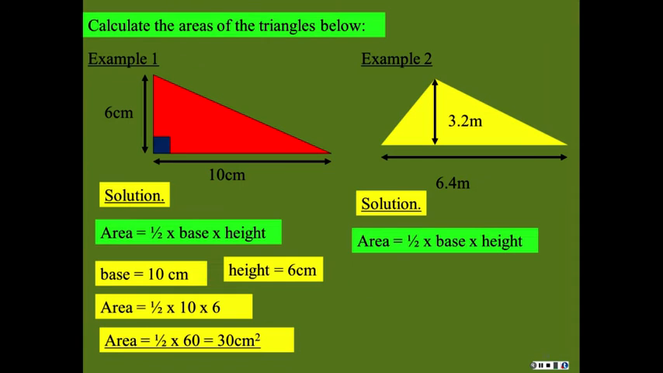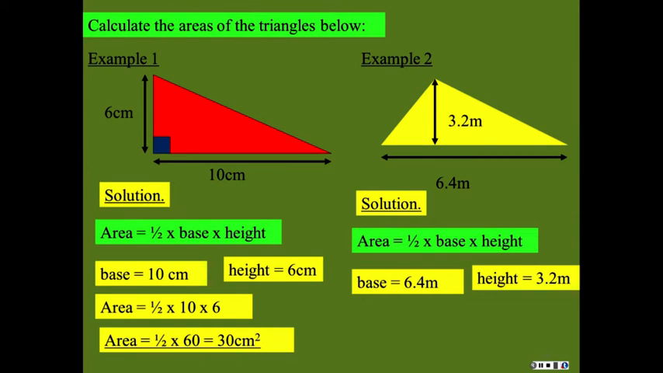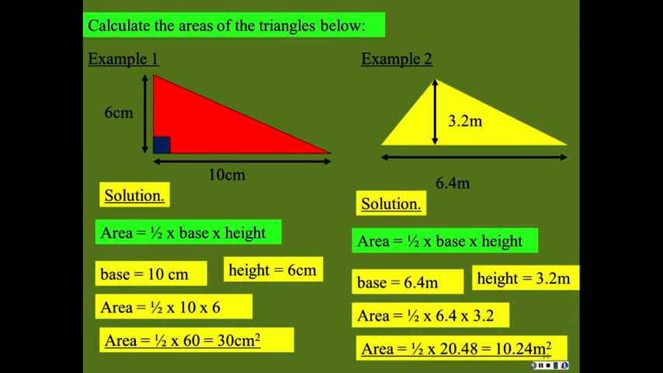10.4 what, Mary? Meters squared. 10.2, and I went ahead and put the 4 in. 10.24 meters squared. Okay? So you want to look for the height of that triangle. Not the side, but the height.